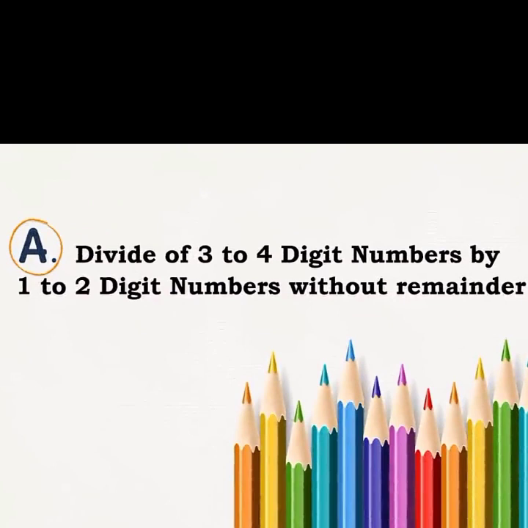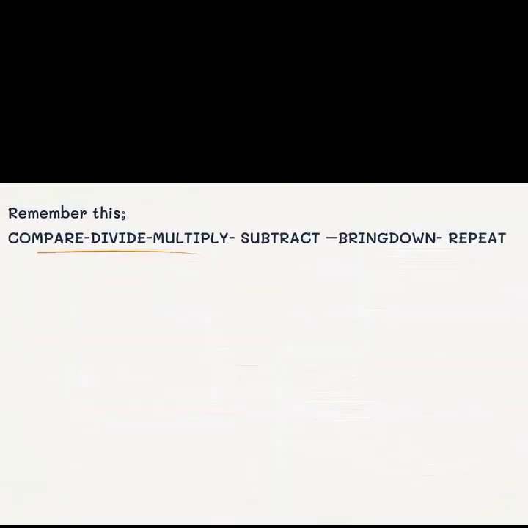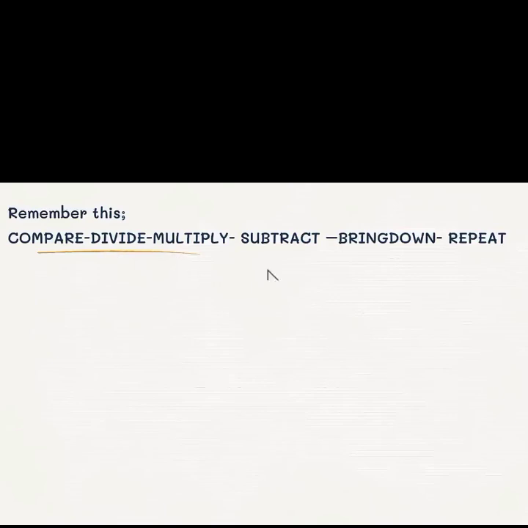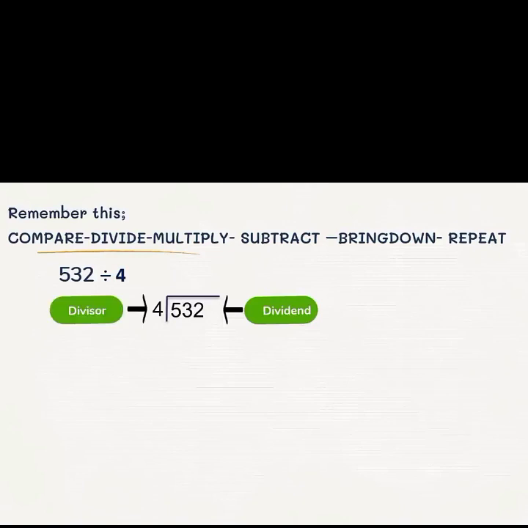This time, let's try to divide 3 to 4 digit numbers by 1 to 2 digit numbers without remainder. In solving this kind of division problem, you need to remember these steps. Compare, divide, multiply, subtract, bring down, and repeat. Let's try to divide 532 by 4. 532 is our dividend and 4 is our divisor. And we're going to solve for the quotient.